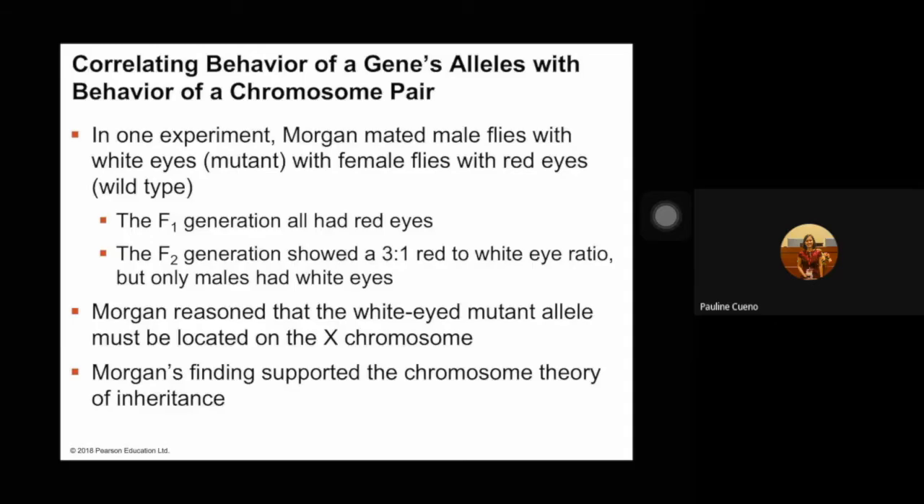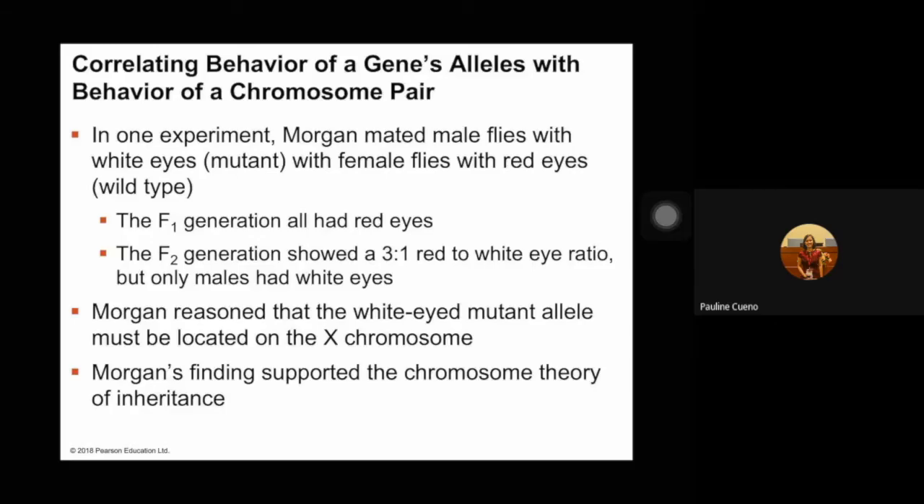And then, he crossed the F1 generation with each other. So, F1 to F1, red eyes to red eyes. Then, during the F2 generation, he still got a 3:1 ratio, just like Mendel's purple and white flowers. So, in Drosophila, he got a ratio of 3 red:1 white.